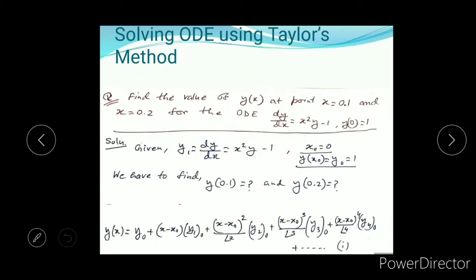Now, according to the Taylor series method, we have this formula: y(x) equals y0 plus (x minus x0) y1(0) plus (x minus x0) whole squared by factorial 2 into y2(0) plus (x minus x0) whole cube by factorial 3 into y3(0) plus (x minus x0) to the power 4 divided by factorial 4 into y4(0) plus dot dot dot, and this will be treated as our equation 1.